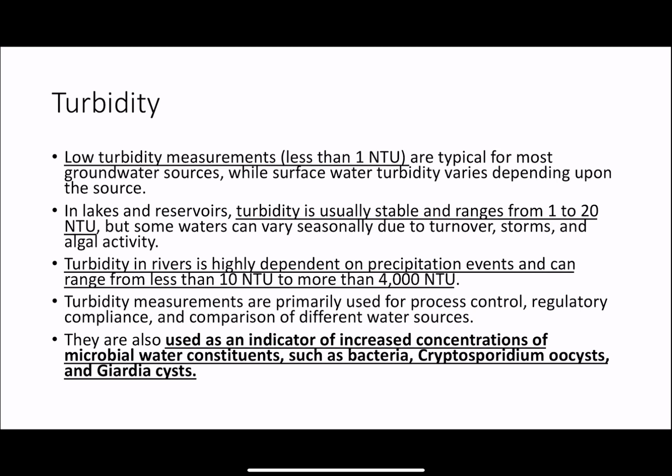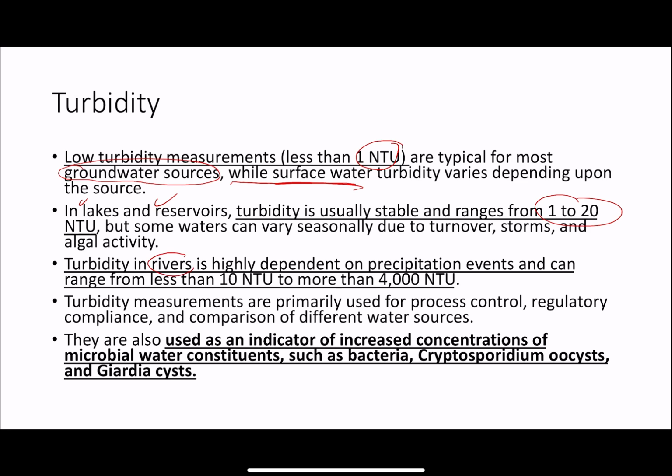So the first characteristic, turbidity. Low turbidity measurements, less than 1 NTU, are typical for most groundwater sources. If you are dealing with surface water, turbidity varies depending on the source. Of course, the soil inside the aquifer is good for filtering the water. In lakes and reservoirs, turbidity is usually stable and ranges from 1 to 20 NTU. But seasonality, winter versus summer, rainfall or no rainfall, also changes this measurement of turbidity. And if you have algae activity, that also might change this range.